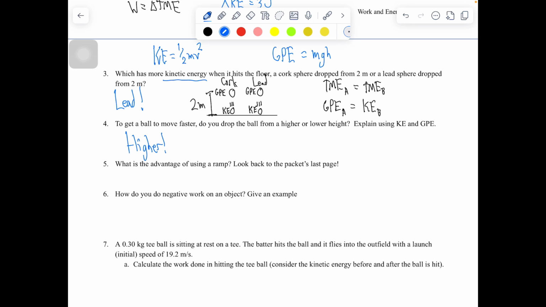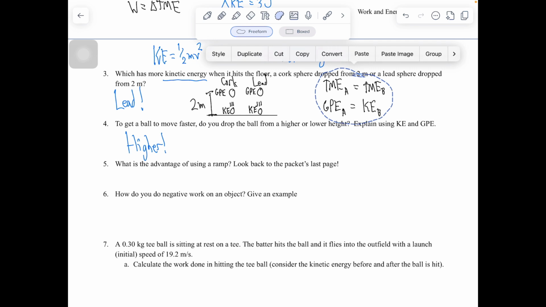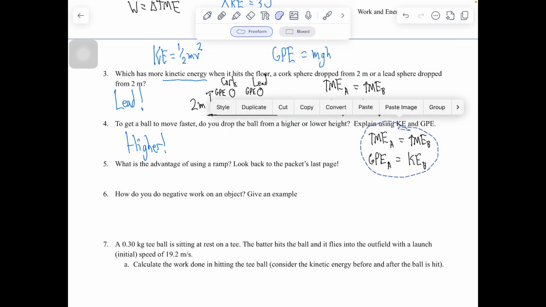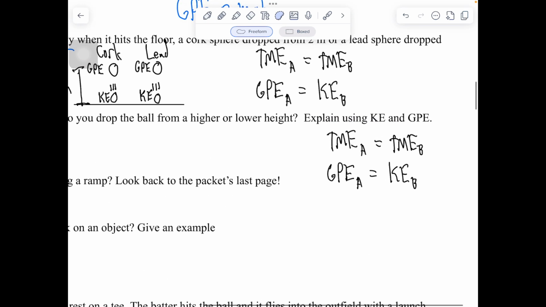Here, our instinct, we say, oh, drop it from a higher height. That's going to make it go faster. Why does it make it go faster? It's just what we said for number 3. At the very top, at situation A, we have all our energy in gravitational potential energy. In a situation like this, in situation B, we have all our energy in kinetic energy. So whatever energy you start with, gravitational potential energy, it's going to turn into that kinetic energy.